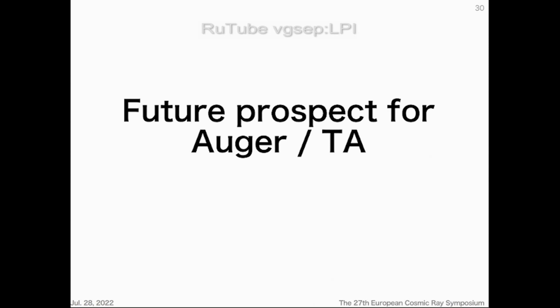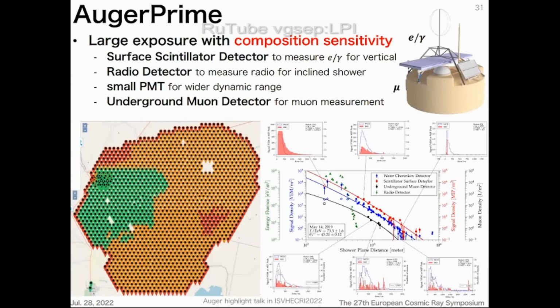So finally, I present the future prospects for the OJ and the TA. Firstly, the OJ Prime. This is a large exposure with composition sensitivity. So now they are constructing the OJ Prime, and they install the scintillator detector on the water Cherenkov tank, and also they install the radio detector and the small PMT to increase the dynamic range, and also the underground muon detector to measure the muon component.